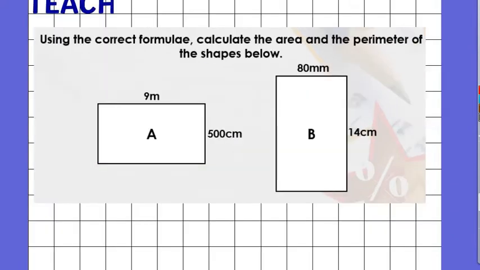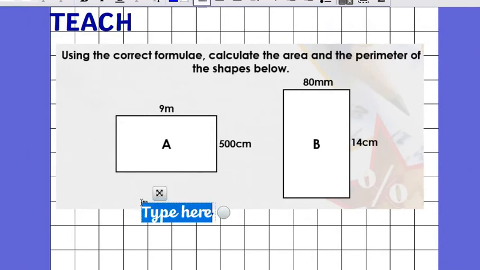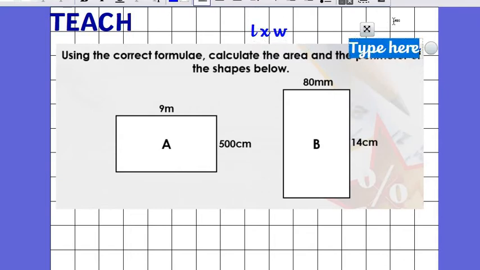Our next question: use the correct formula. Calculate the area and perimeter of the shapes below. So we know the correct formula for area is length times width. And for perimeter, we just need to add two sides together, so we could add all four sides, or we can add two sides of different lengths together and then times by 2. Whichever way you'd like to do it.